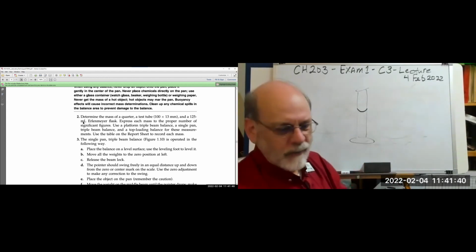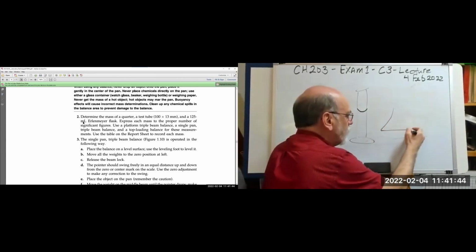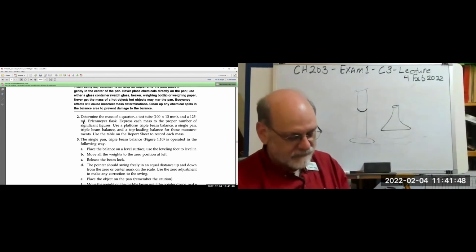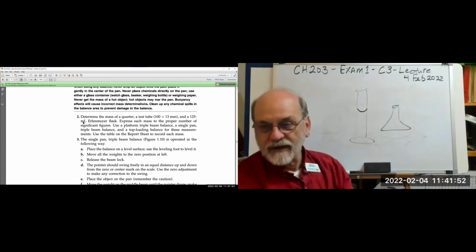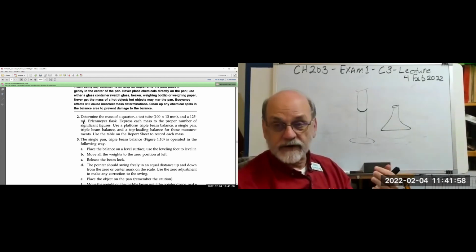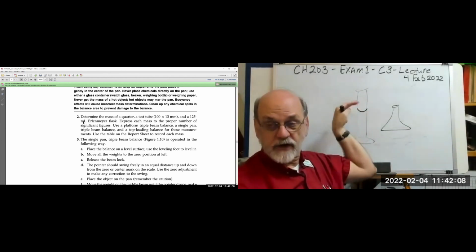What is an Erlenmeyer? An Erlenmeyer flask is a flat bottom flask, right? Invented so that you can sit it on the bench top and it won't tip over. There are round bottom flasks that are used in various chemical procedures, but they have to be supported. The graduated cylinder, which means it's got markings on it for volume.